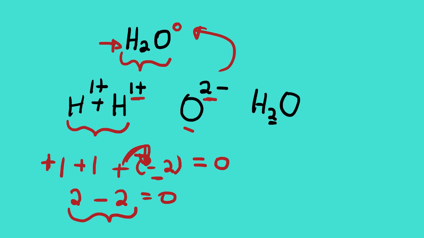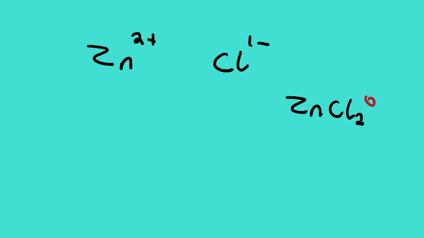Now we can see mathematically the oxidation number adds up to 0. Looking at our second example, which is zinc. Zinc has 2 plus, and then chlorine has 1 minus. We know that for the molecular formula of zinc chloride, the overall oxidation number is 0. So we need to work out our mathematical operation.